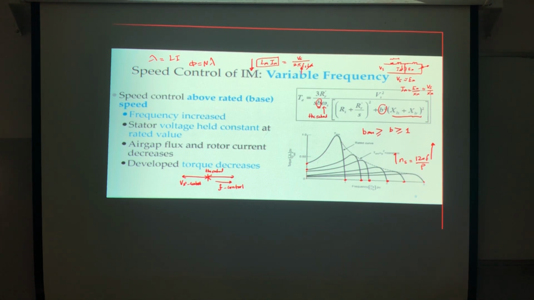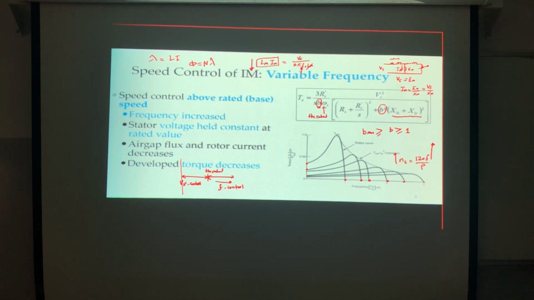Now, what about if I need to control the speed from low speed to higher speed? Or what about if I need to enhance the efficiency of the speed controller at speeds below the rated speed? Change V and F. Changing V and F.